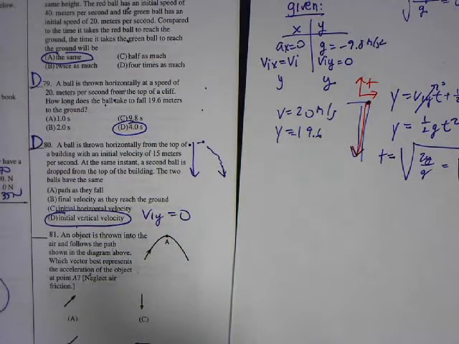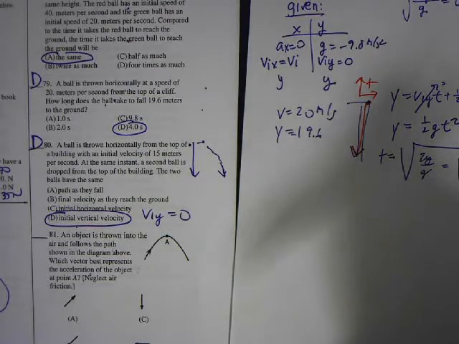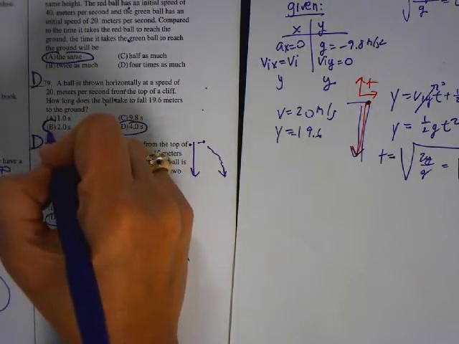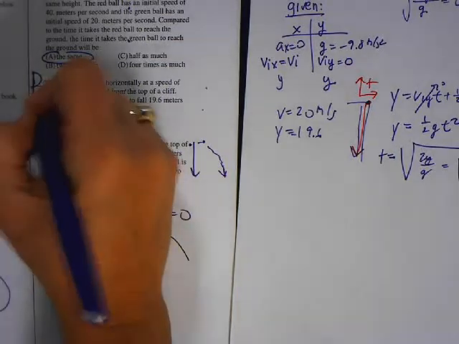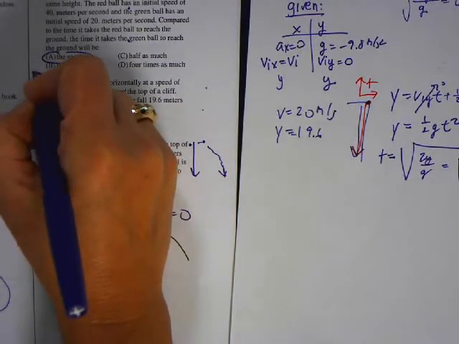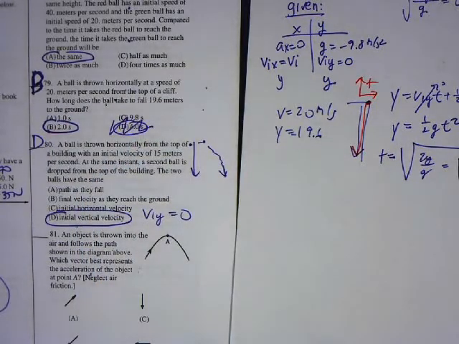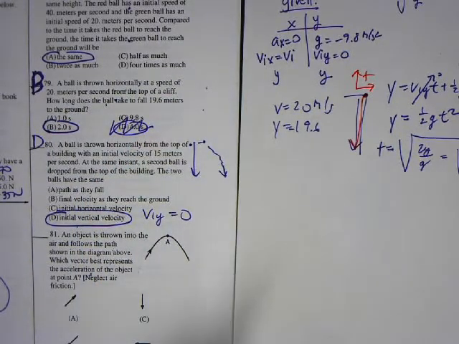It says that, like, for number 79, that when you square root it, it gets 2 instead of 4. Because it's 2 times 19.6, like 39, and then divided by 9.8, and then the square root of 4 is 2. Oh, I circled the wrong choice. Thank you. The answer is B. And I circled D. So this one is 2.